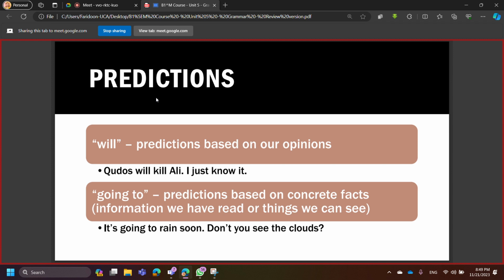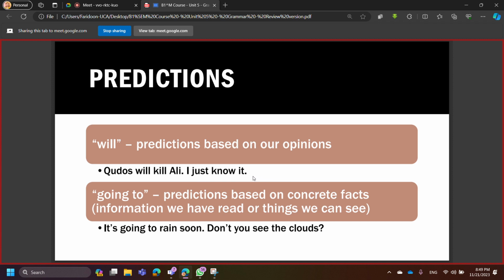What about predictions? Well, you can use will to make predictions based on your opinions. Like if you have a prediction about the future, but it's about your opinion, so you can use will. You can say like Qudus will kill Ali. I just know it. This is your opinion.